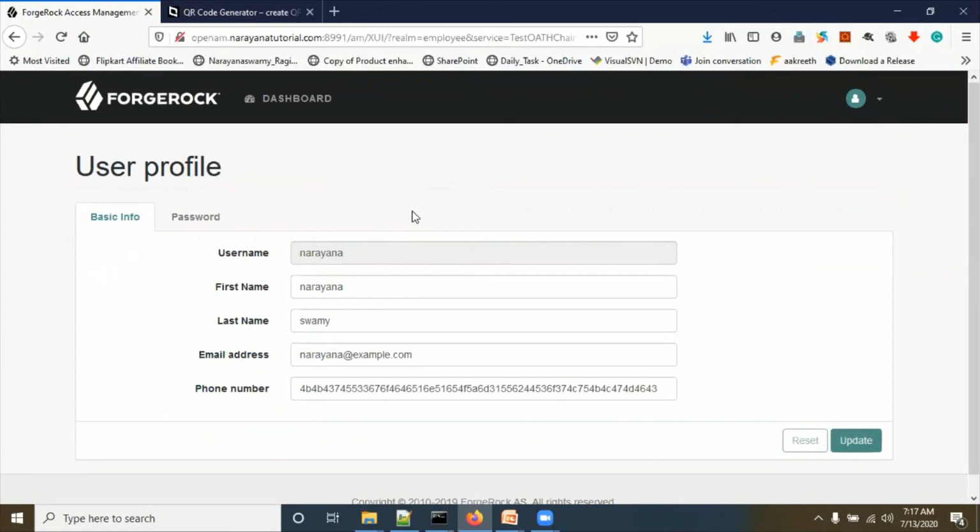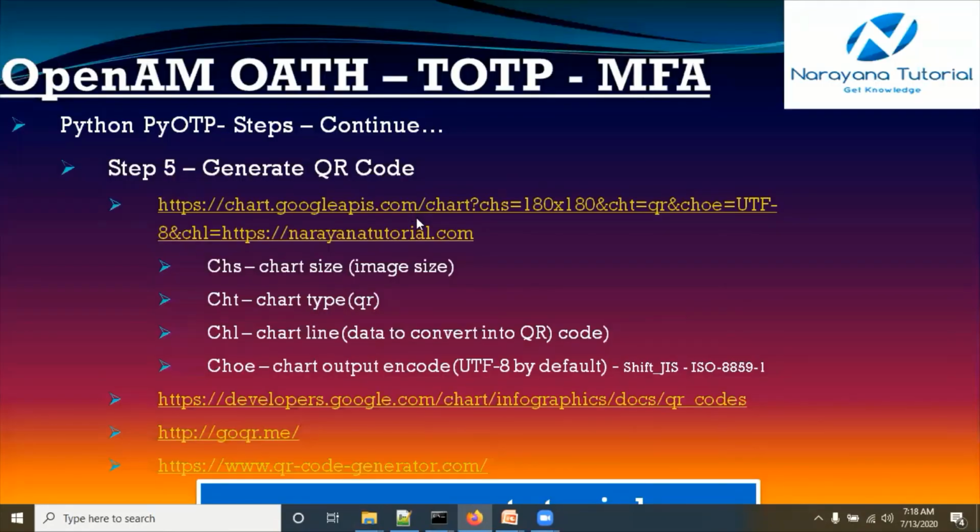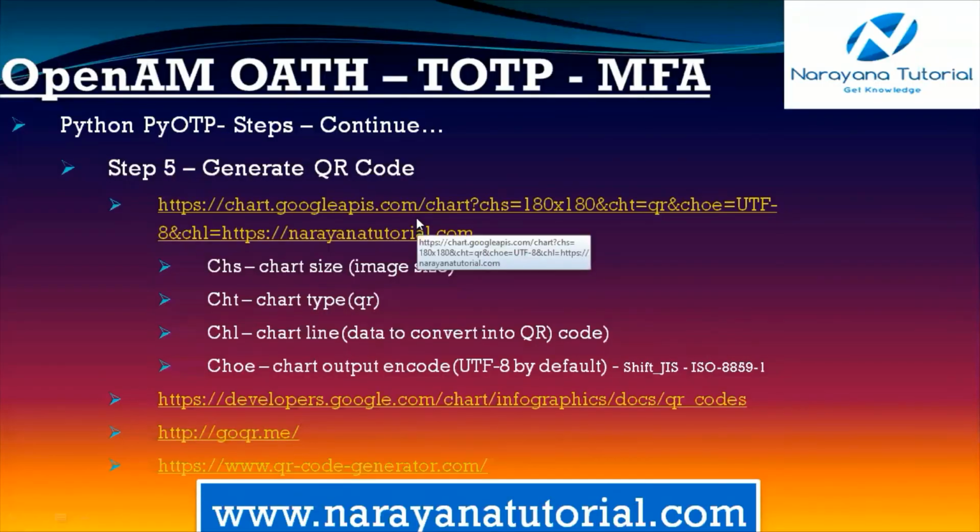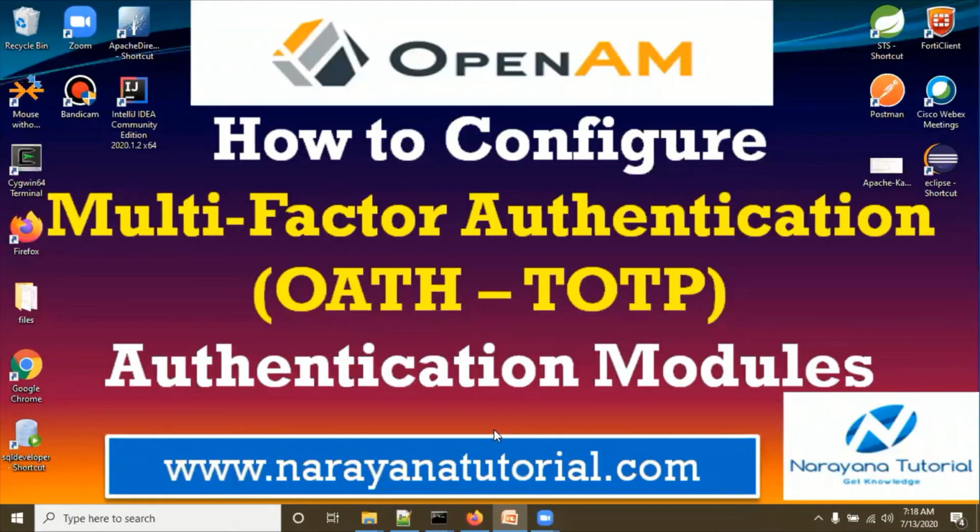So you first enter the username and password. Once your username and password are successful, then it asks for the TOTP. The TOTP we generate from the Python script and give to the OpenAM application to validate. So this is multi-factor authentication by using the OAuth and TOTP authentication modules in OpenAM.